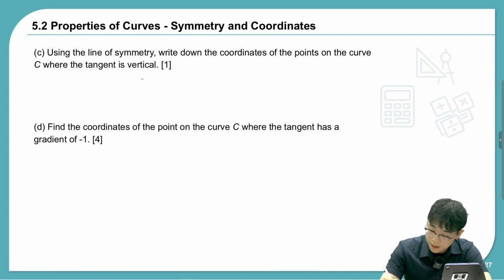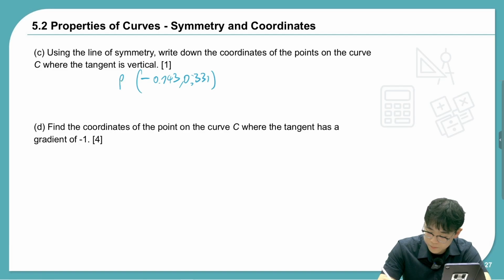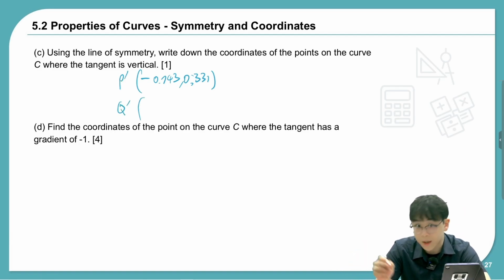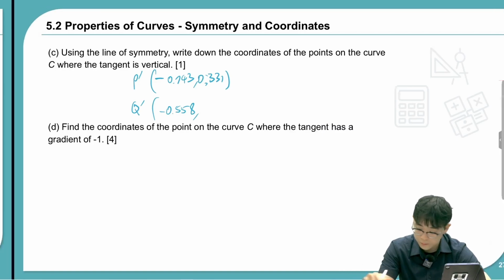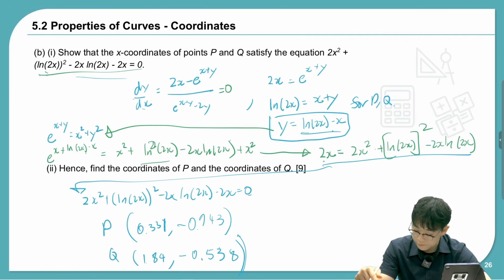So we would get negative 0.743 and 0.331 for the reflection of P. And for Q, we'll call it Q prime. We would just have negative 0.538 and then 1.84, right?